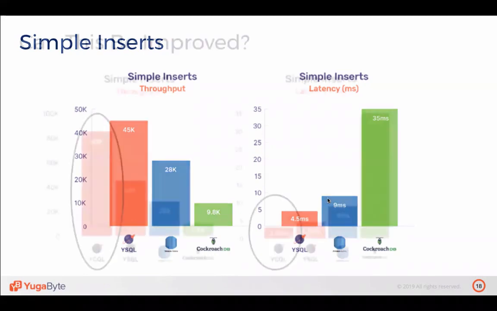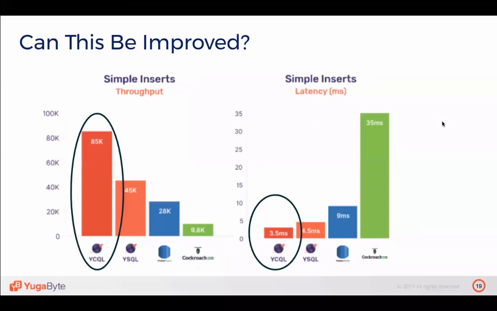Now, can this be improved? YugaByte DB supports multiple APIs. So there's another API called YCQL, the YugaByte Cloud Query Language. It is a semi-relational API, and benchmarking the same type, it is not the same driver because it's not Postgres wire compatible. It is Cassandra Query Language wire compatible, but writing the same type of statements where you insert the rows into the table with no reads going on with exactly the same semantics in the benchmark setup, we see that it's able to do 85,000 inserts per second at 3.5 millisecond latency.